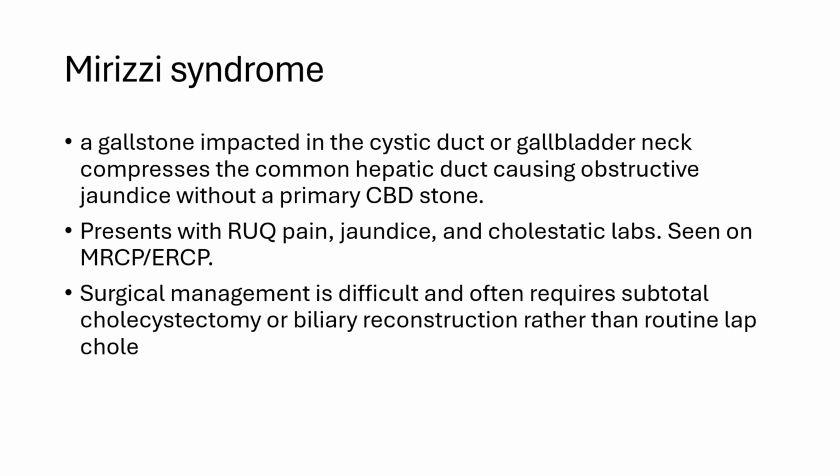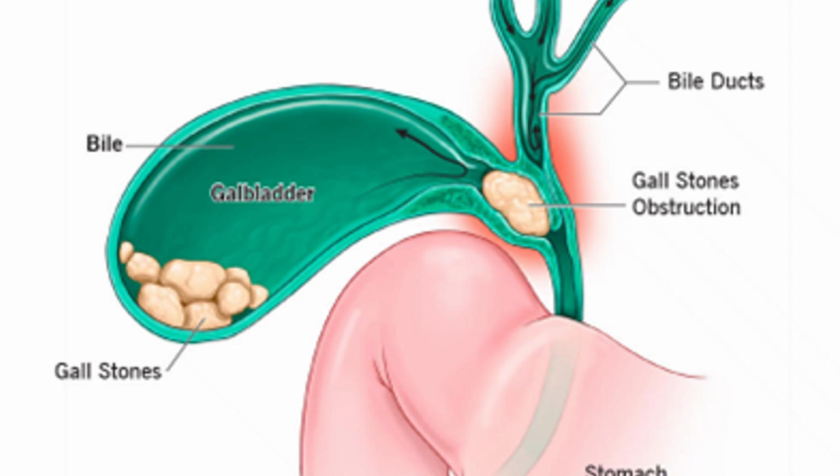The next one I want to cover is called Mirizzi syndrome. This is a fascinating gallbladder pathology that I find super cool. It's when a gallstone is found within the cystic duct, and it's so large that it actually obstructs the common hepatic duct, which then obviously causes biliary backup. This is treated through surgical management and often requires a subtotal cholecystectomy and biliary reconstruction compared to your just run-of-the-mill lap chole. Here's an image of Mirizzi syndrome.